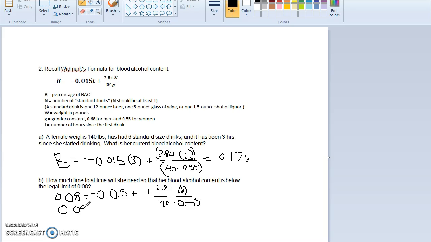in this case, it would have actually been helpful if on the prior step we would have kept this calculation, because now we need that. I need to figure out just this amount, because I can't do this part because it's got that variable in it now. So if I calculate just parentheses 2.84 times 6 parentheses divided by parentheses 140 times 0.55 parentheses, I get approximately 0.22.